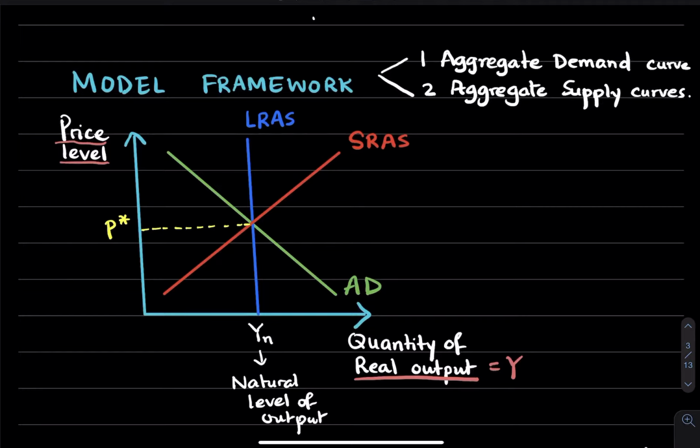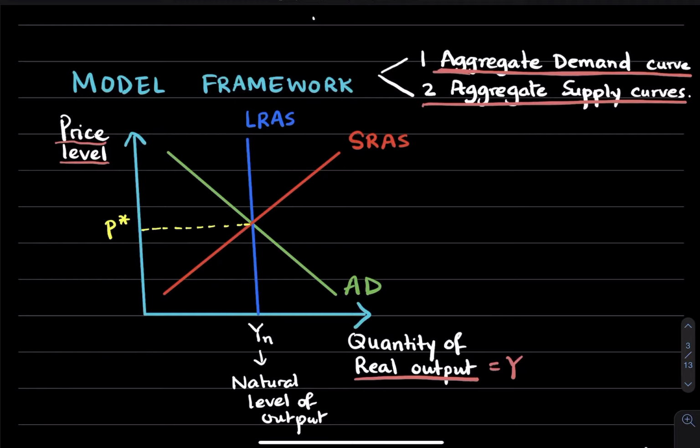Now, we're going to have one demand curve or one aggregate demand curve. This is aggregate demand because we are talking about the entire macroeconomy. We're not talking about this in a microeconomics framework anymore, because we are focused on talking about the whole economy. And we're going to have two types of aggregate supply curves. One would be called a short-run aggregate supply curve, which is upward sloping, which is the red line here, and the long-run aggregate supply curve, which is vertical here in blue. So your green is your aggregate demand curve, and the red and the blue are aggregate supply curves.